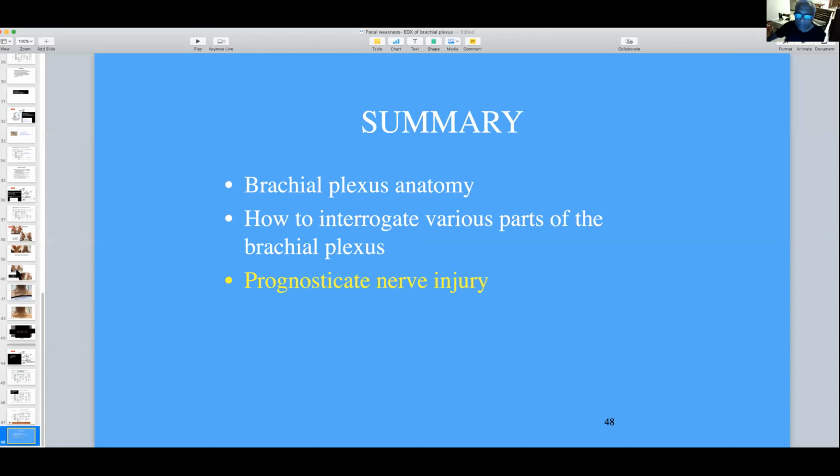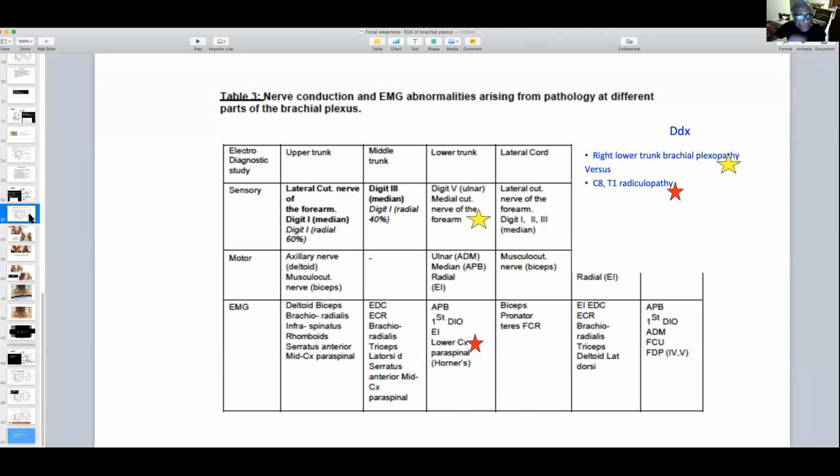And it can be done with just a little bit of logic. Then after that, detailed anatomy. Understanding the detailed anatomy allows us to interrogate various parts of the brachial plexus. And to do that, of course, the busy clinician, the busy electrodiagnostician, can use a table like this, rather than actually draw out the anatomy every time.